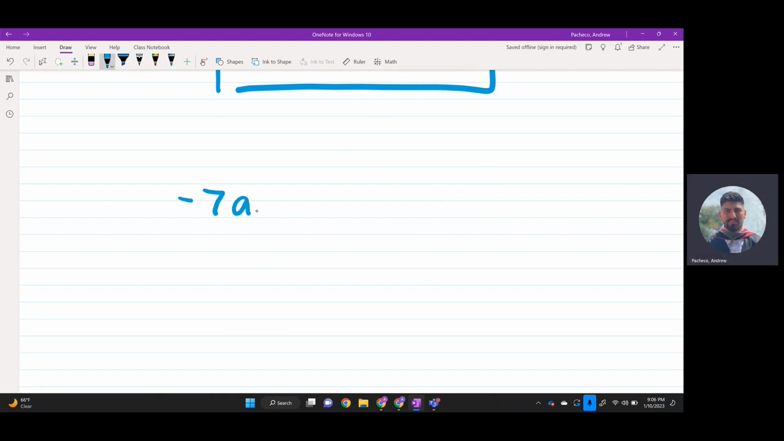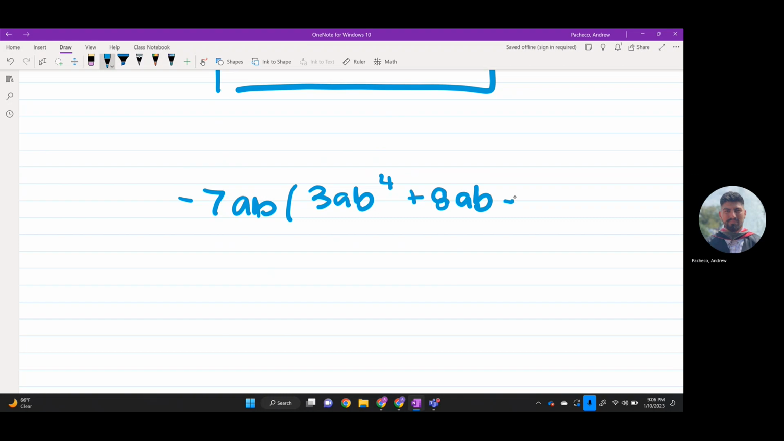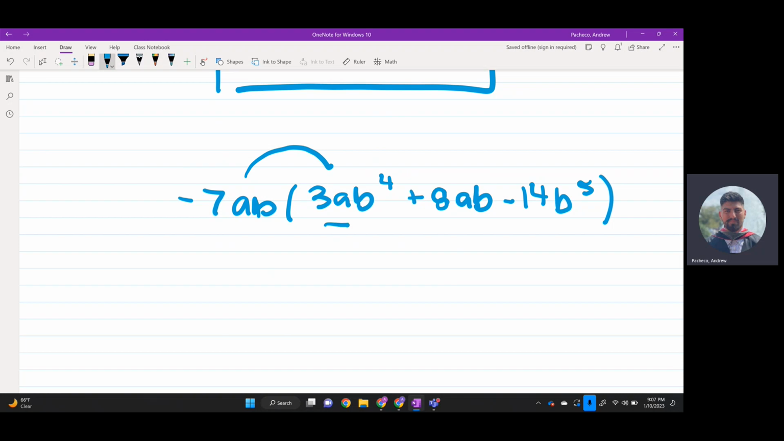So if we have -7ab times (3a to the 4th power plus 8ab minus 14b to the 5th power), what we're going to do here is distribute that -7ab to each term inside the parentheses. So multiply it by each term inside the parentheses. That's going to be our first step.